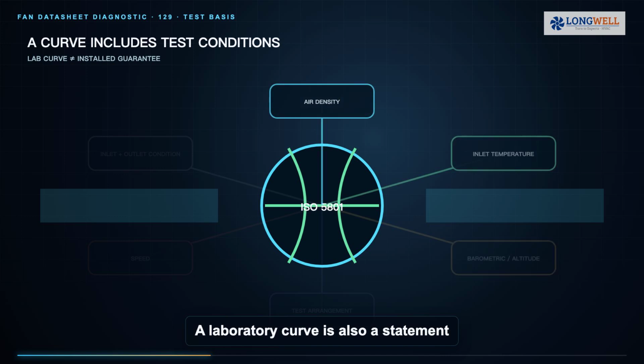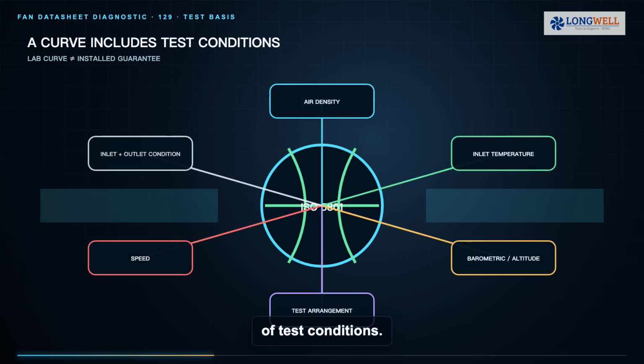A laboratory curve is also a statement of test conditions. Look for air density, inlet temperature, altitude or barometric reference, test arrangement, speed, and whether the inlet and outlet were unobstructed. ISO 5801 provides standardized airway methods and bounded conversion rules. Installed systems can still lose performance through poor inlets, elbows, guards, filters, or discharge blockage. Never correct a curve by intuition. Ask the supplier for a documented selection at the stated conditions and flag system effects separately.